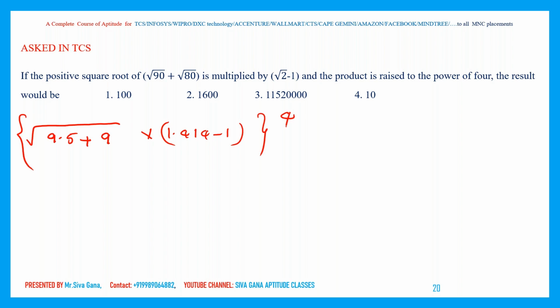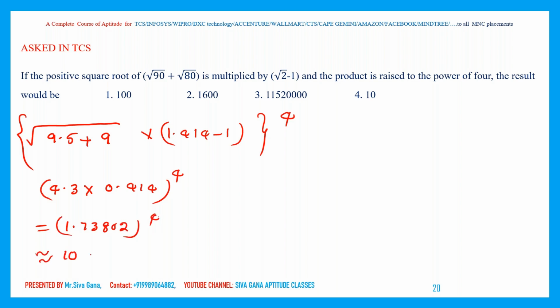Now 9.5 plus 9, 18.5. Square root of 18.5 is approximately 4.3. It is nothing but 0.414. Whole power 4. I'm using the on-screen calculator. 4.3 into 0.414 is 1.738, power 4. This will come to approximately 10. Simple calculative question. Only thing is to check the fastness of the candidate, these type of questions will be given. Make use of the on-screen calculator or your sense of humor.